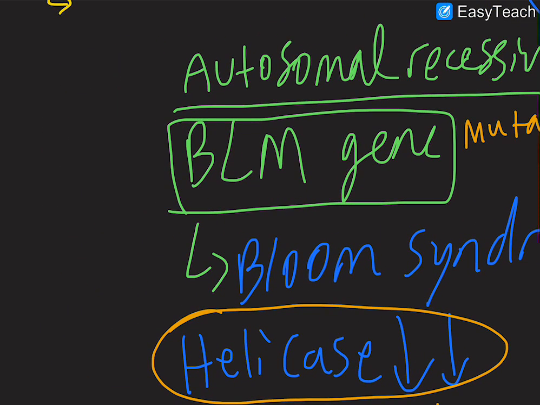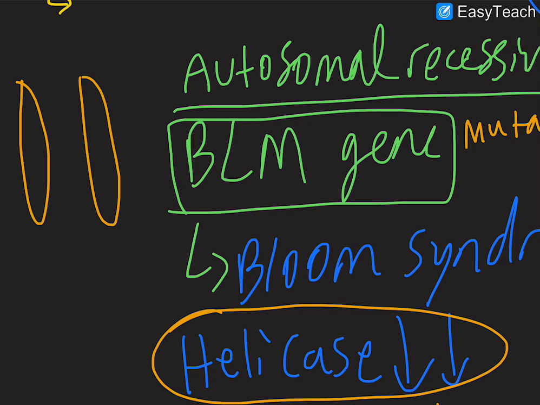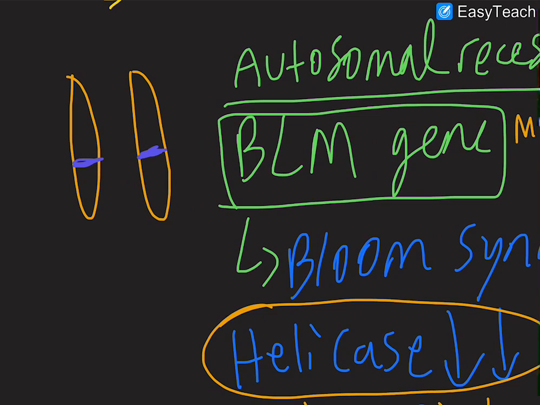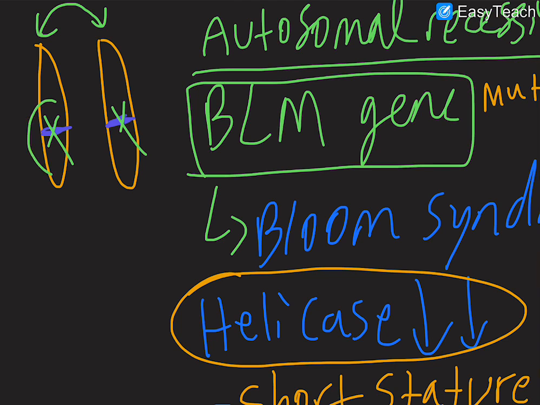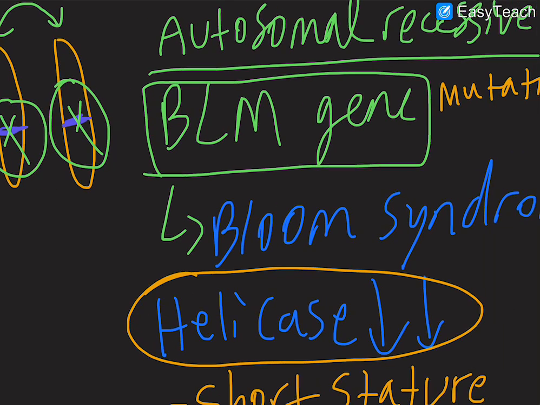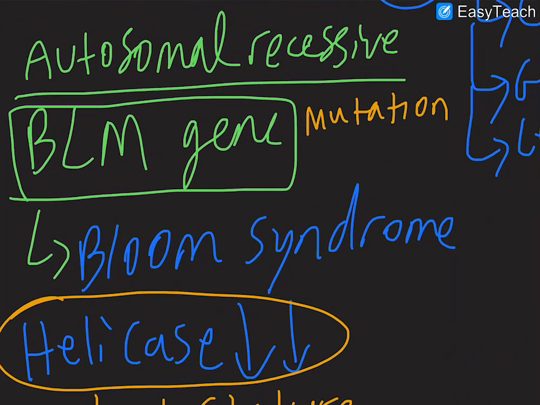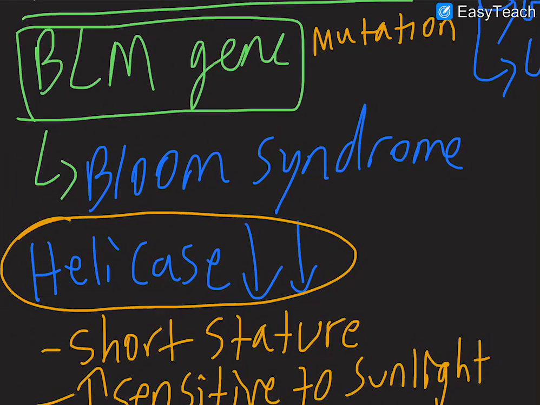That means if you have a chromosome from mom and a chromosome from dad, and let's say this is the BLM gene, in both you need a mutation. You need a mutation in both copies. So you need a mutation in the mom's chromosome, and then you need a mutation in the dad's chromosome. These are homologous chromosomes. So you need a mutation in both copies of the BLM gene in order to get this. That's what autosomal recessive means.